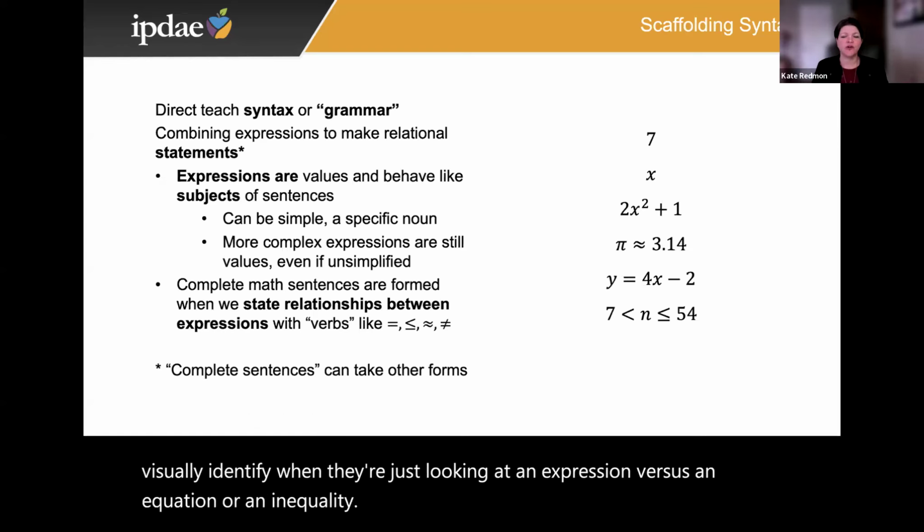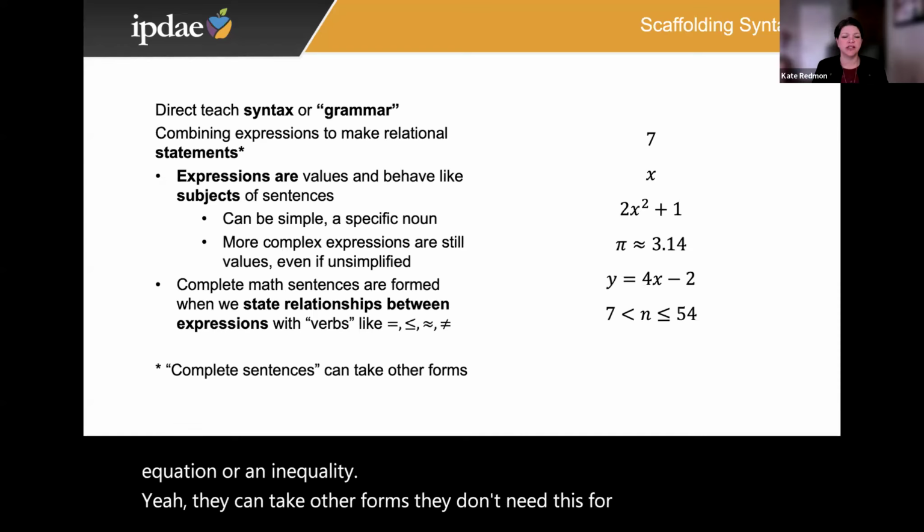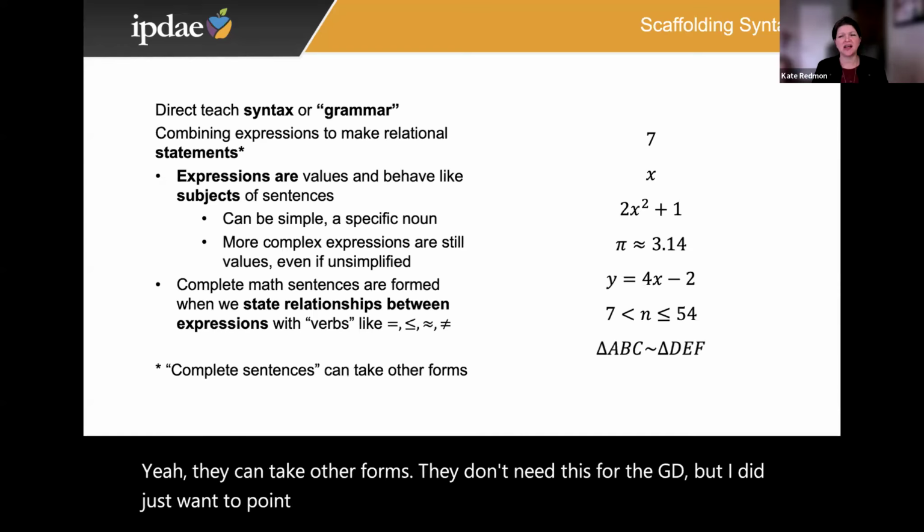Yeah, they can take other forms. They don't need this for the GED, but I did just want to point out that it's not only expressions that we see in relationship in other areas of math.